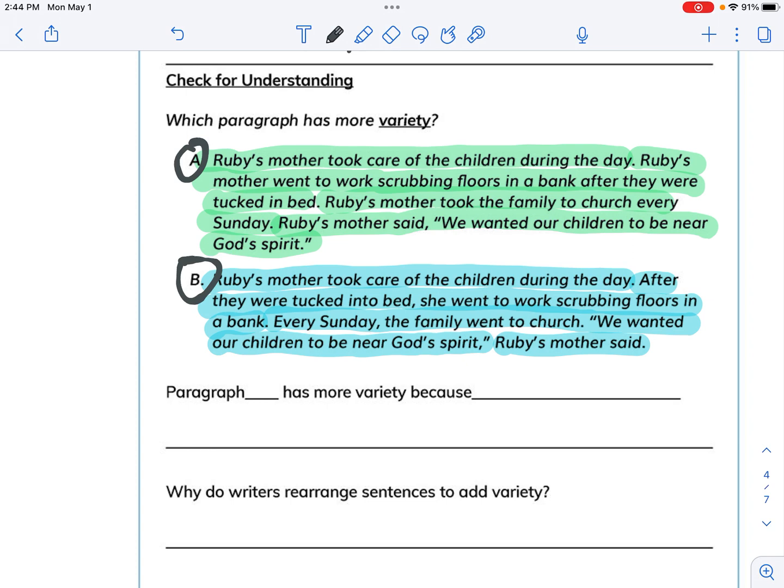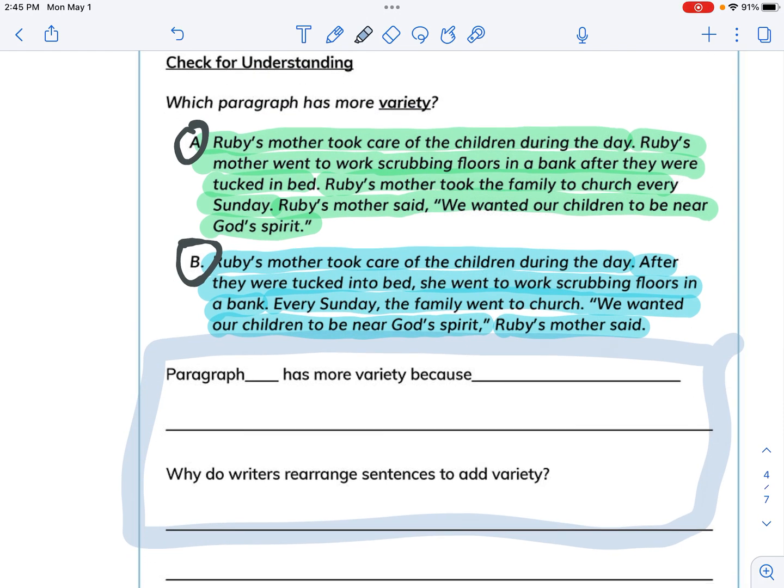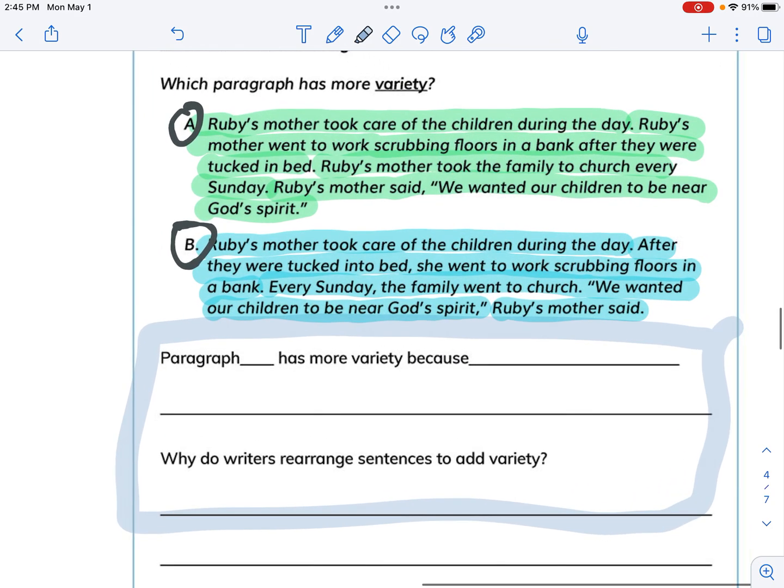Why do you think writers rearrange sentences to add variety? Why don't all writers just repeat the same beginnings of sentences over and over again? Captain Underpants did this, Captain Underpants did that, then Captain Underpants did this, then Captain Underpants did that. Would that be very interesting to read? I wonder. So your job is to complete this bottom part of handout 17. When you're done, take a picture of it for Seesaw.